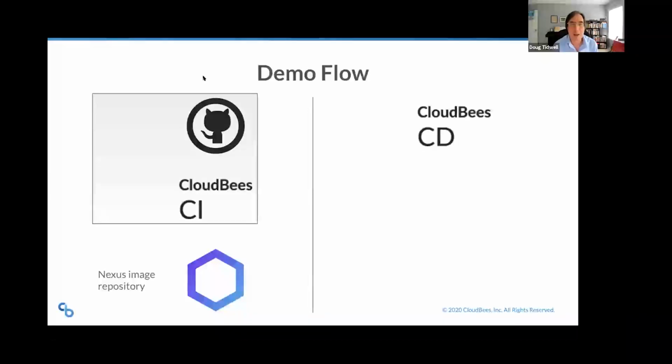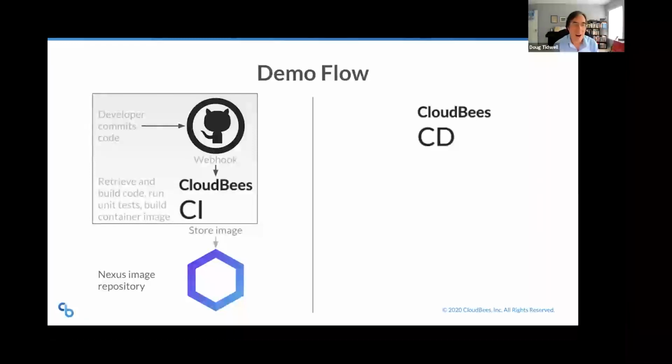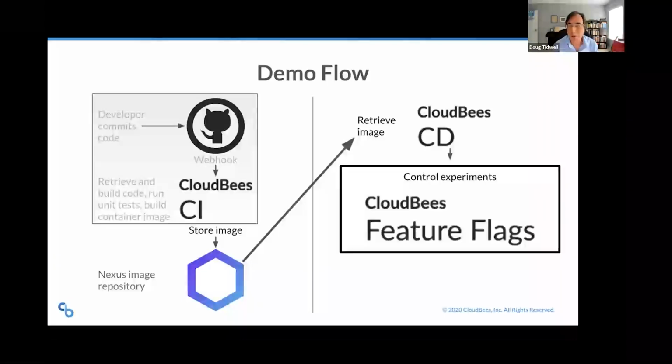Just to set the table here, we are not going to cover the CI side. This starts, obviously, when a developer commits code. That kicks off a build at CloudBees CI. We can just keep rolling through this slide. I forgot we had animations here. But once we build that code, we run some unit tests, we create a container image, and then where we're going to pick it up is in CloudBees CD.